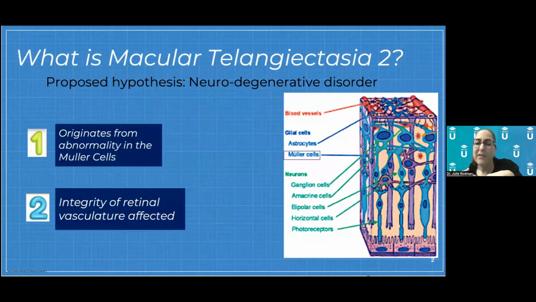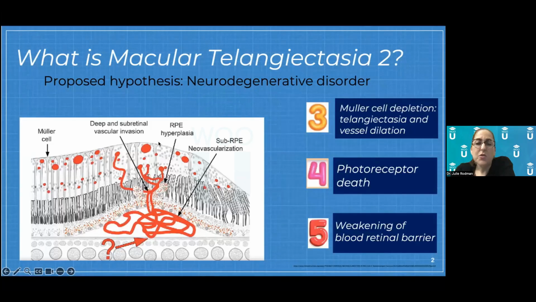So if we have a breakdown or a problem with our Mueller cells, we're going to have a problem with the functionality or the integrity of the retinal vasculature. And that's really how this disorder originates. Looking at this picture, instead of memorizing, up here we have our Mueller cells. If the Mueller cells become sick or degenerative, our blood vessels are not going to work properly. So if this part of the neurosensory retina is not functioning properly, the layers underneath are not going to get fed properly.